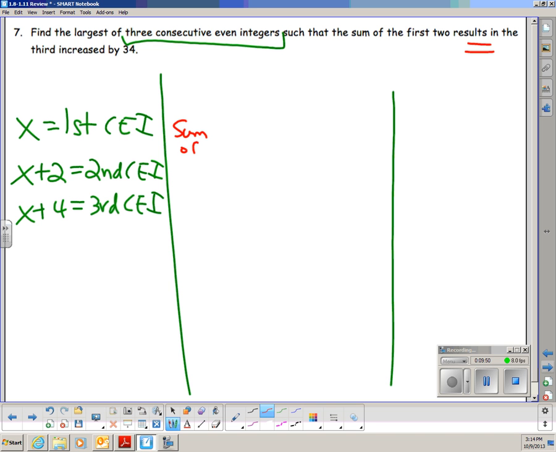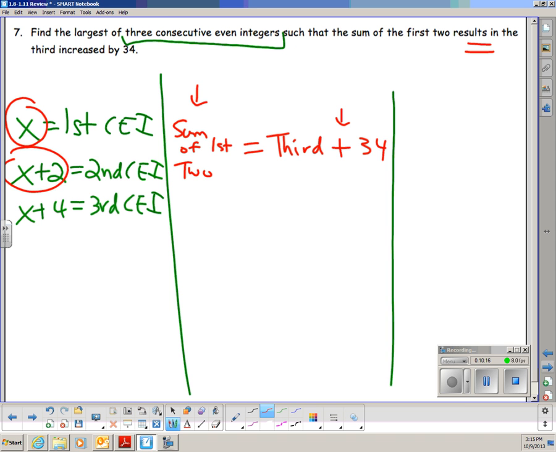So sum of the first 2, I will write it out in words, equals the third increased by, add 34. So some of you might be helped by writing out a words algebra hybrid here. You have a couple of words, a little algebra, and then fill it in. The sum of the first two. Well, my first one is x. My second one is x plus 2. There's my sum. Equals the third. The third is called x plus 4. And I have to increase that by 34. And now we have an equation.